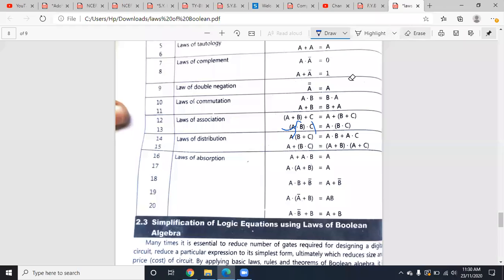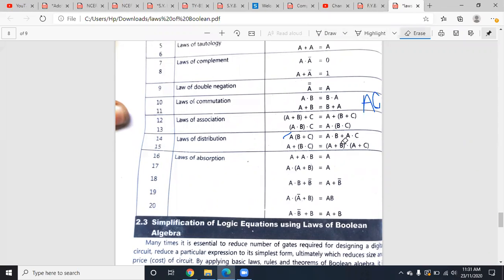The next one is the law of distribution. In case of the law of distribution, it will be A in bracket B plus C. I explained exactly this. A will get multiplied with the entire bracket, and that will be AB plus AC. Correct. Dot represents multiplication. If I write AC like this and there is no sign in between, what does that indicate? Multiplication. Correct. So that will be multiplication.